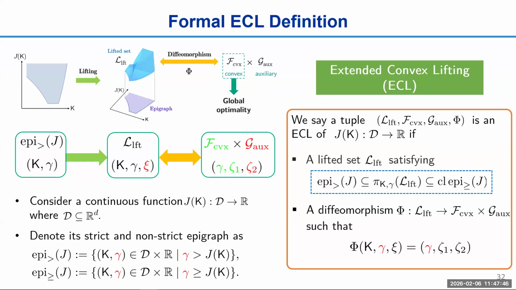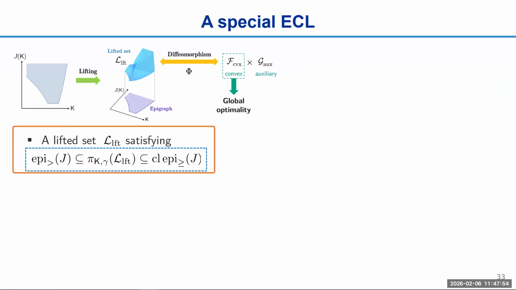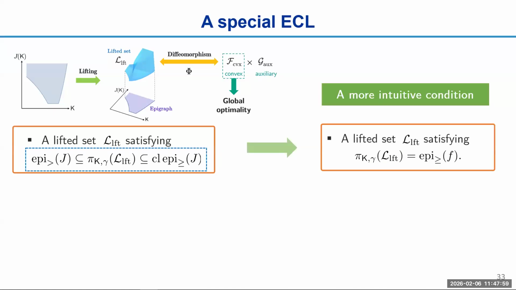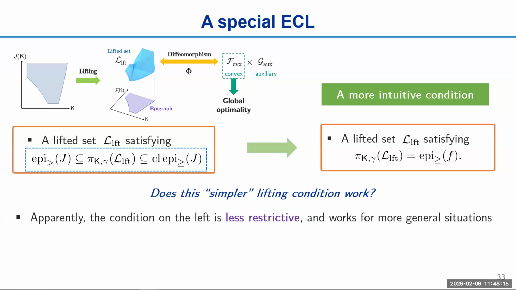And you may be wondering, this looks very special. This set, this inclusion looks very special. So I want to say a few more things about this inclusion. Why do we need this inclusion? Your first intuition could be, why can we not use this one directly? We just say the projection of the lifted set equals the epigraph. So will this work? Of course, this is a special case of the situation here. And this case is less restrictive, and it works for more general situations.